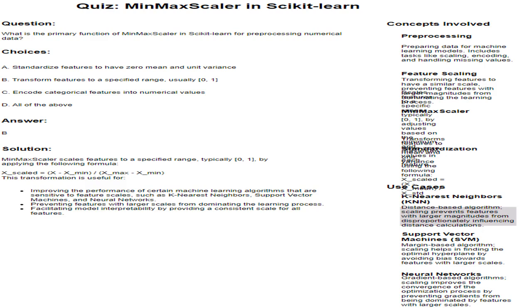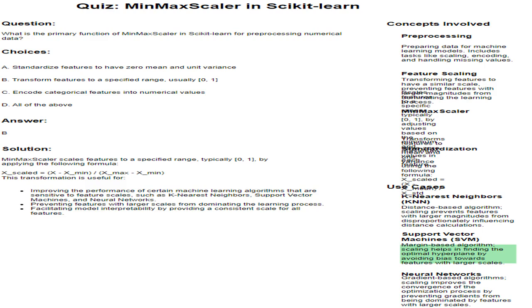Distance-based algorithms: scaling prevents features with larger magnitudes from disproportionately influencing distance calculations. In a recommendation system using KNN to suggest similar products, scaling ensures that a product's price does not unduly influence the similarity score compared to other features like customer ratings or product descriptions.